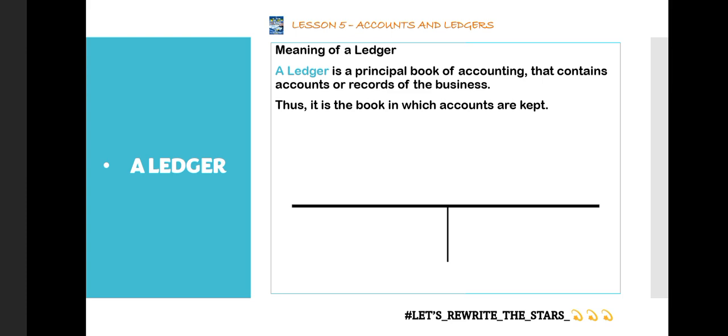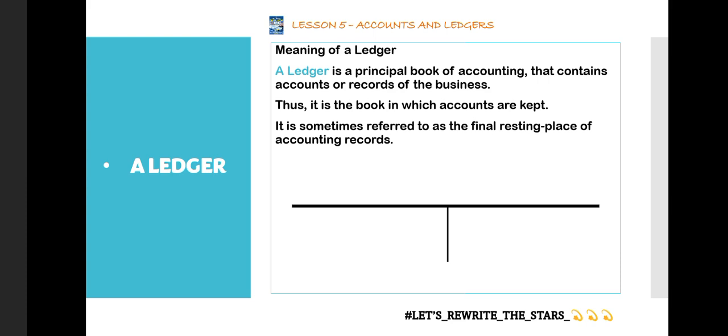So the ledger keeps all those accounts based on the type of account it is. It is also sometimes referred to as the final resting place of the accounting record. So when the various transactions go through all the recording processes, the final place we keep them is what we term as the ledger.